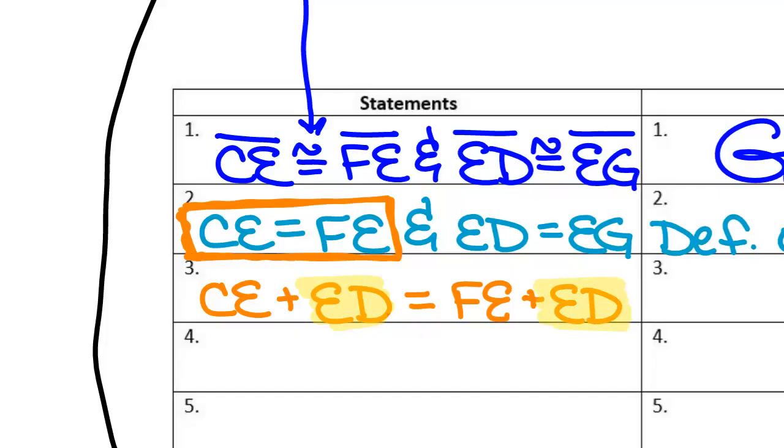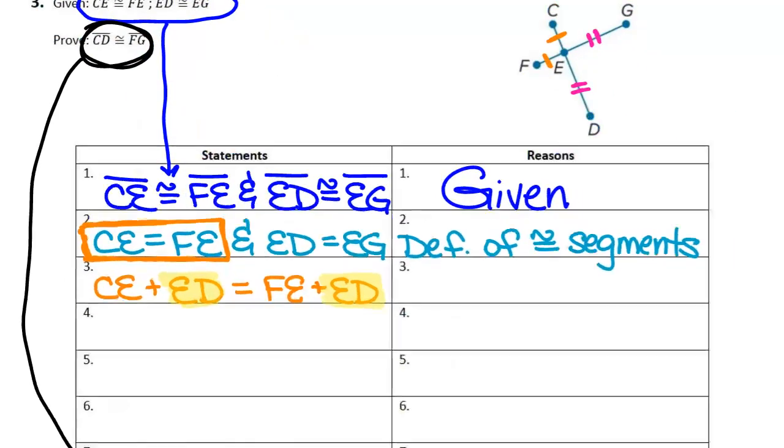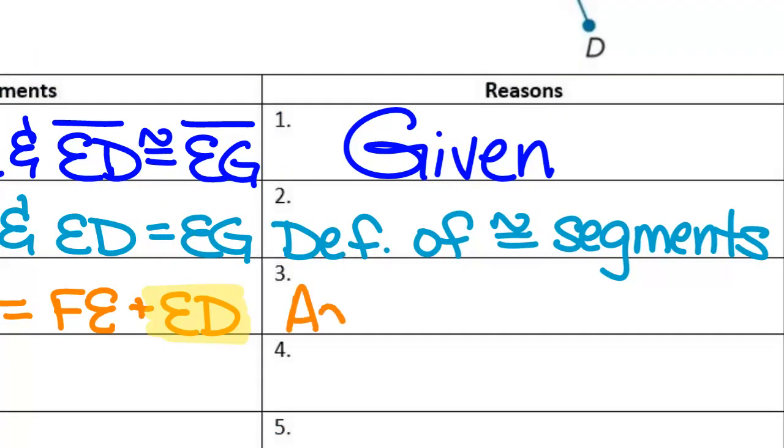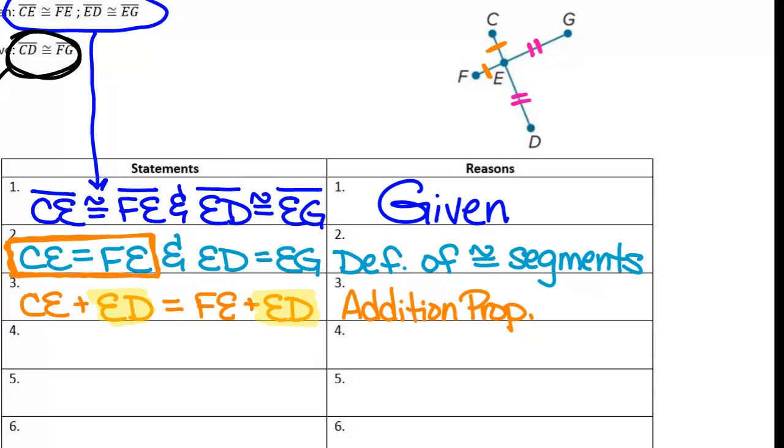What property lets me add the same thing to both sides? What'd you say? The addition property of equality.